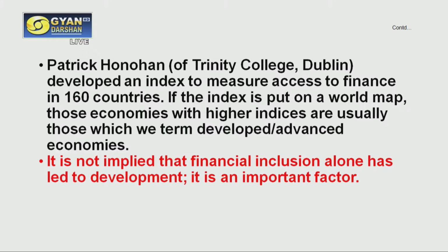I could give you one example. Patrick Honohan from Trinity College, Dublin, developed an index to measure access to finance in 160 countries. If the index is put on a world map, the economies with higher indices are usually those we term developed or advanced economies.